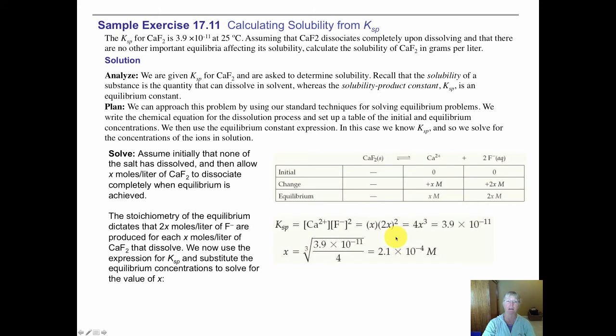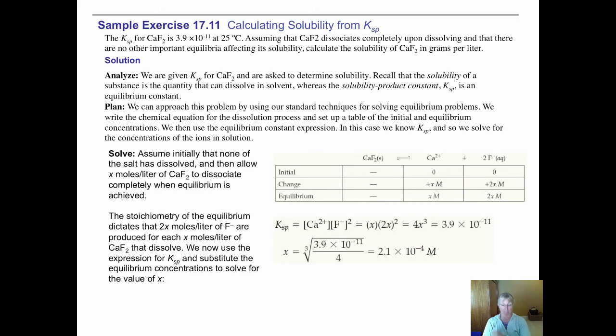Now, if you're like me, I see 2x squared, my brain writes, hey, 2x squared. It's 4x squared times x equals 4x cubed, and that should be equal to the value of the Ksp that was supplied to us, or which you locate in an appendix at the back of the book. Solve for x by taking the cube root of 3.9 times 10 to the minus 11 divided by 4, because you had to get rid of the 4 over on the left-hand side. And now you have x equals 2.1 times 10 to the minus 4 molar.